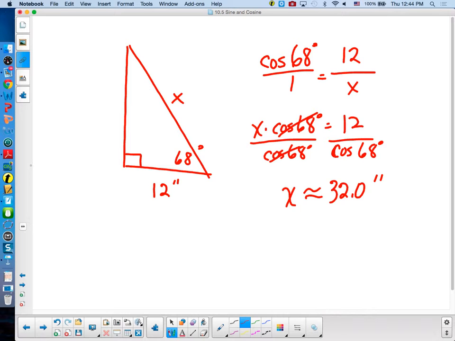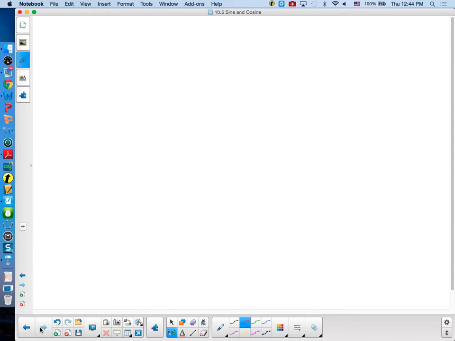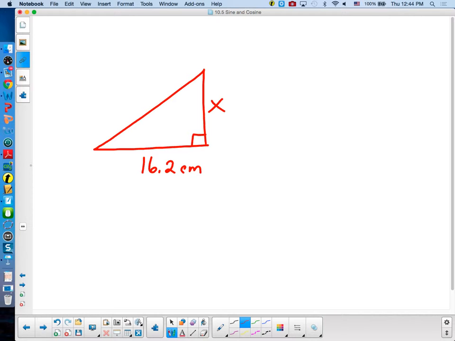Okay. Question? Anybody ask? Clarifying? Okay, and how about find that side. This side is 16.2 centimeters, and this is a 35-degree angle. Find what x is.